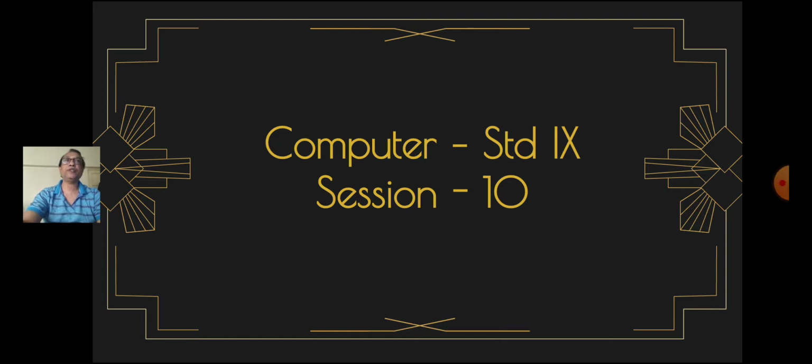Continuing with our session on HTML, today we shall learn about the two main attributes of the table tag. These two attributes are cell padding and cell spacing. So students, let's get started.